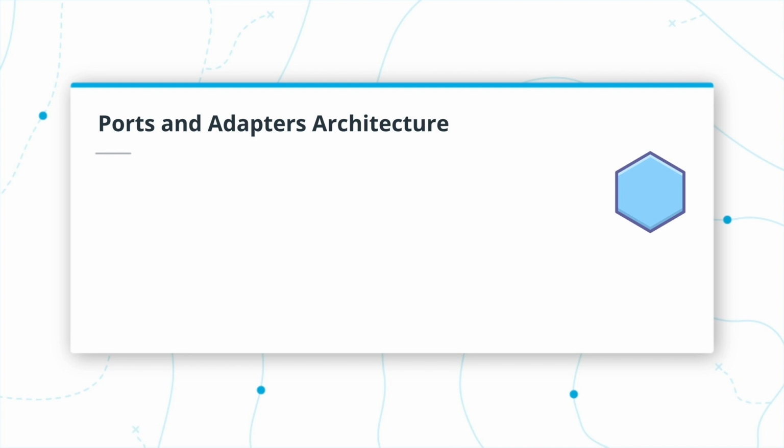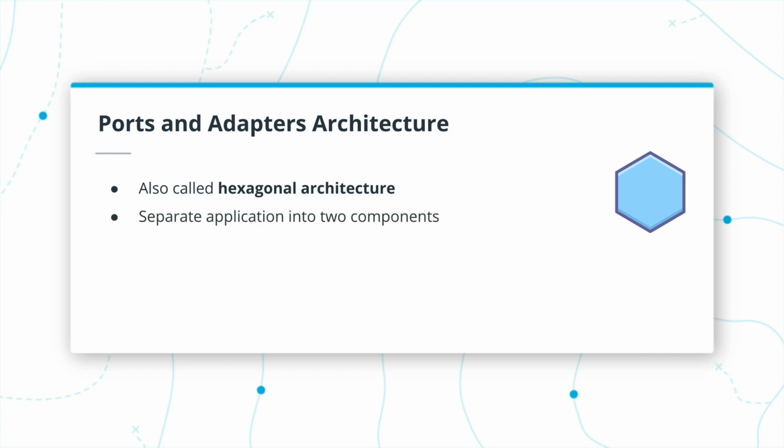So one approach that we can adapt to avoid vendor lock-in and reap some other benefits in the process is to adapt what is known as ports and adapters architecture. And you may have heard about it. It has also another name called hexagonal architecture. So the idea of this approach is to separate our application into two main components.